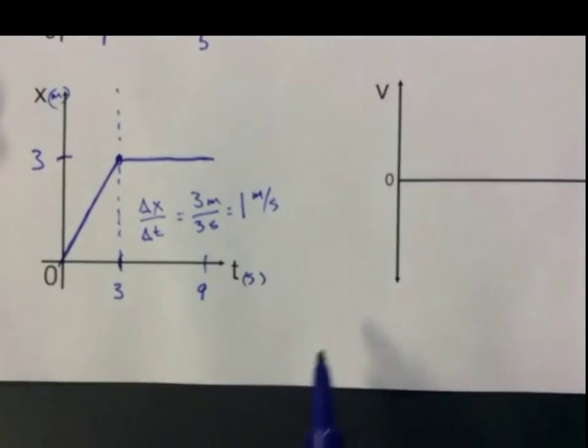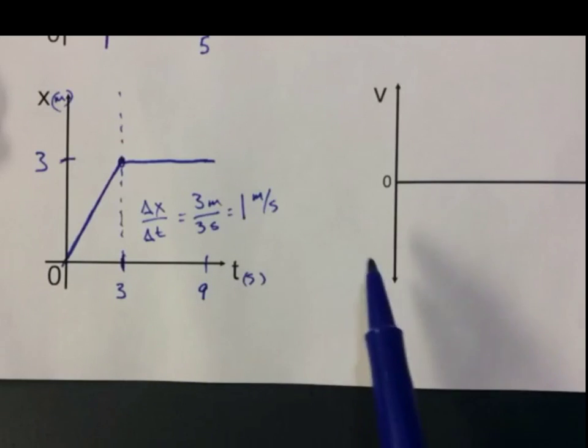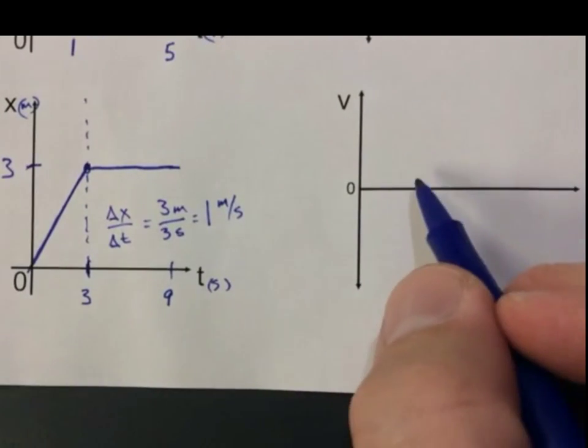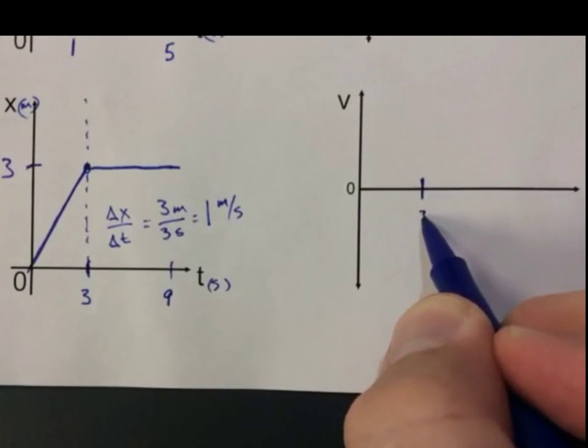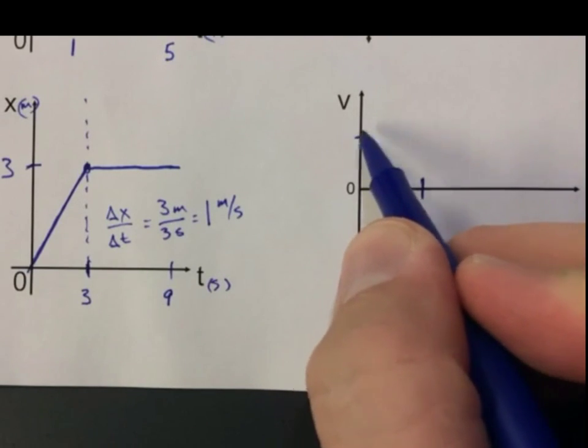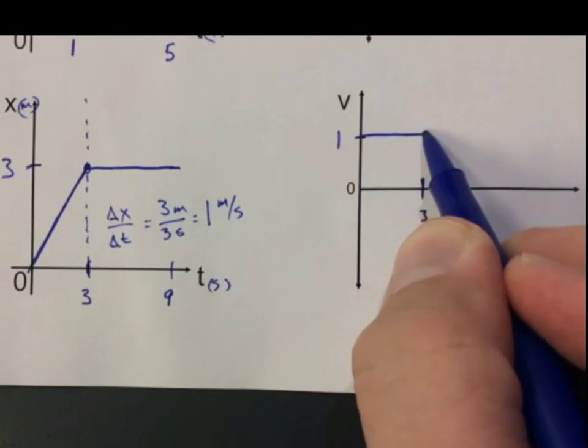So for the first 3 seconds, it was constantly traveling at 1 meter per second. On our velocity versus time graph, we put in 3, and then we come up to positive 1, and we draw a horizontal line.